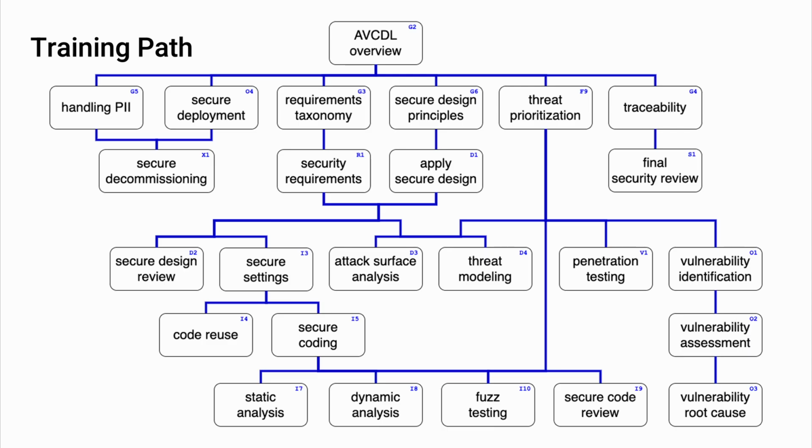This diagram shows the overall AVCDL training path. If you're taking this training, it's assumed that you've already completed the AVCDL overview training, and additionally, that you've completed the requirements taxonomy, security requirements, secure design principles, apply secure design, threat prioritization, secure settings, secure coding, and dynamic analysis overview trainings. This training will cover dynamic analysis settings establishment.